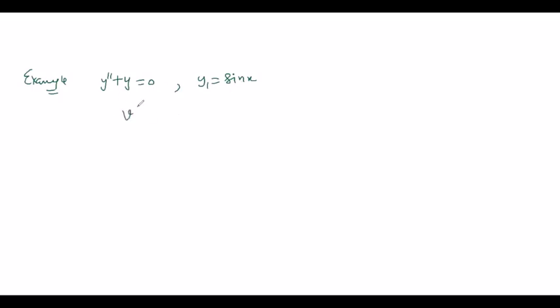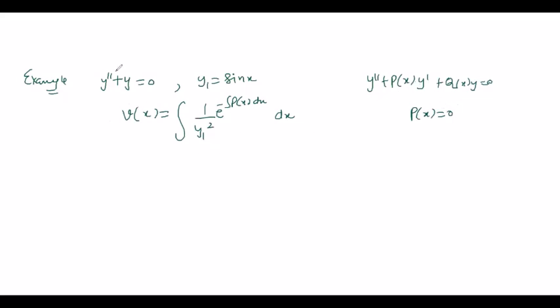So for that, I am going to compute V(x). V(x) is the integral of 1 over y1 square, e raised to power minus integral p(x) dx. So what is p(x)? You compare with the standard homogeneous one. p(x) is the coefficient of y dash. There is no y dash term here, so p(x) is actually 0. This makes things easy. So this is sine square x, e raised to power 0, dx. That's just e raised to power 0, so that just vanishes. e raised to power 0 is 1.